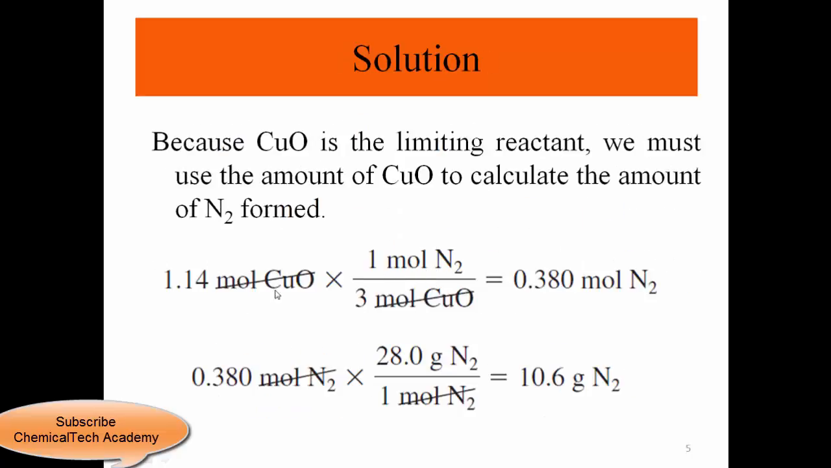So we have the actual amount of CuO, 1.14 moles, and we know that per 3 moles of CuO we will produce 1 mole of N2. So with this amount we can produce 0.38 moles of nitrogen. Then we can multiply it by molar mass to find the grams of nitrogen. So 0.38 moles N2 times 28 grams N2 divided by 1 mole of nitrogen is going to give us 10.6 grams nitrogen. The moles cancel each other and the remaining unit becomes grams of nitrogen.